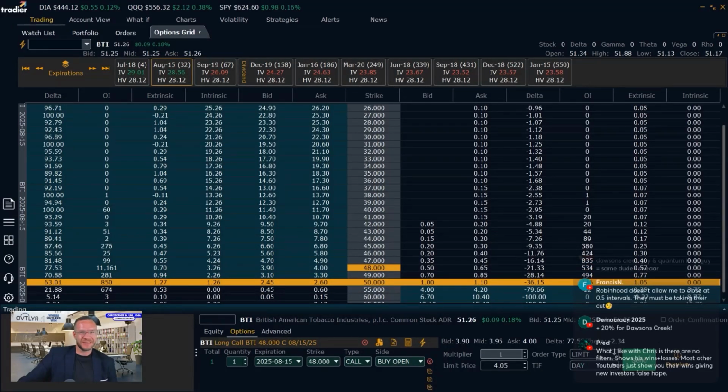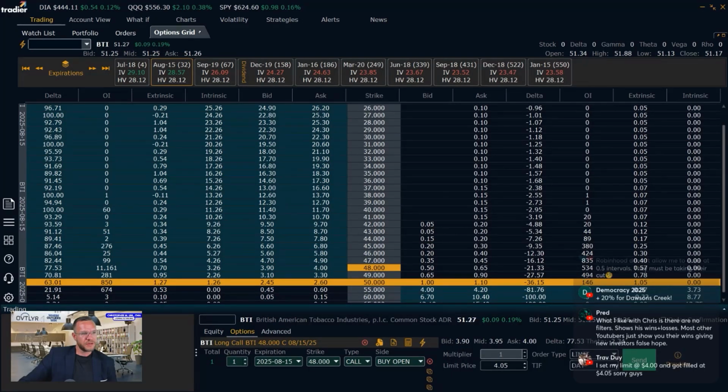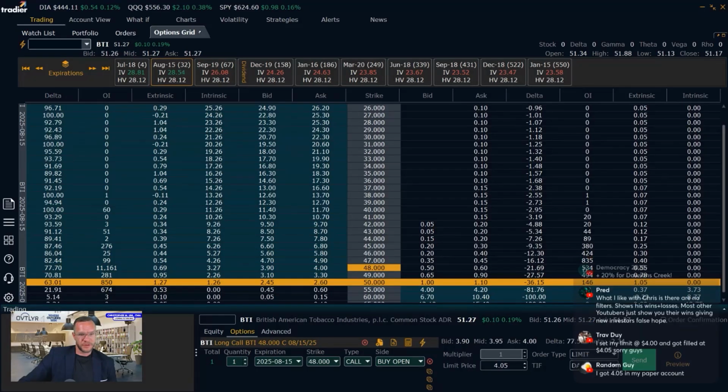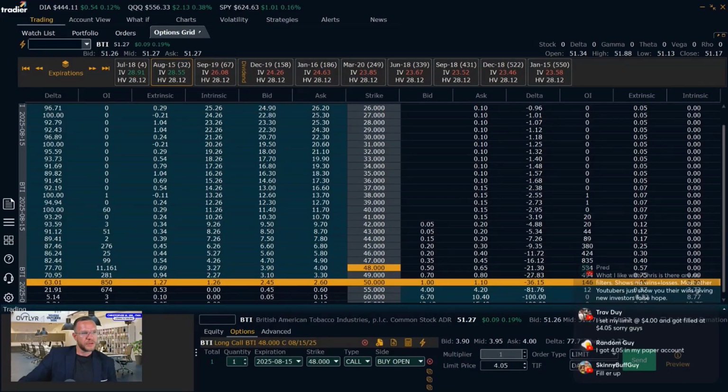Come on. Get filled already. This may be the first one I've had to replace when mid closing here. I don't know if it'll let me. Place. Oh, it will. Okay. Yeah, I just pushed that down to $3.95.